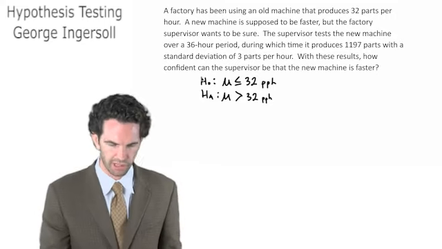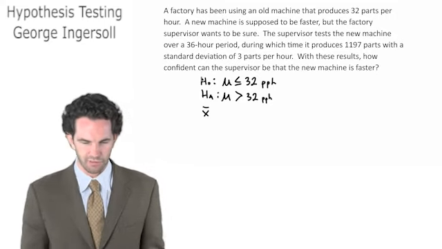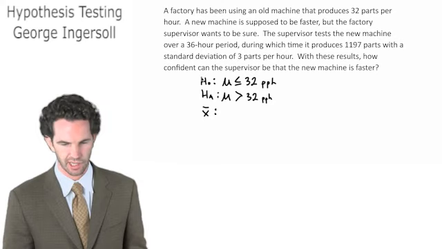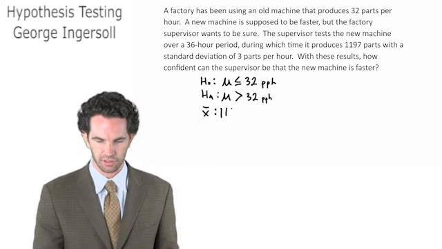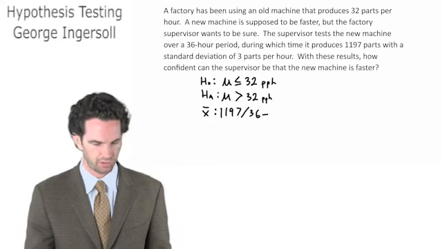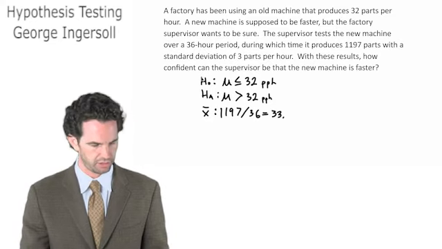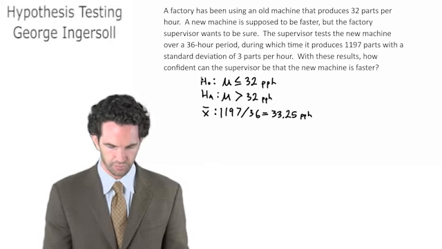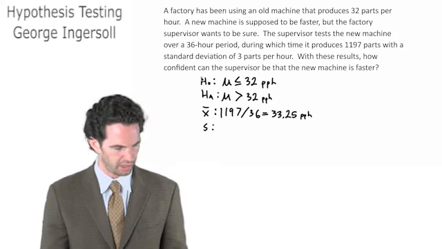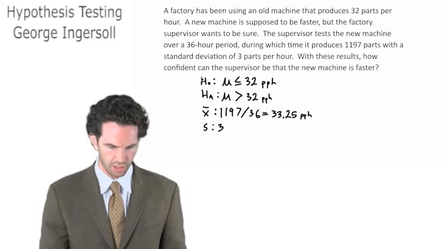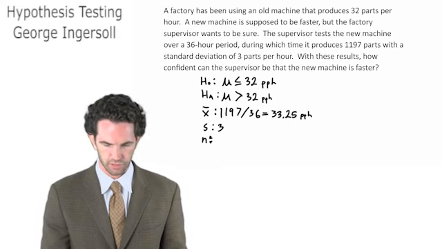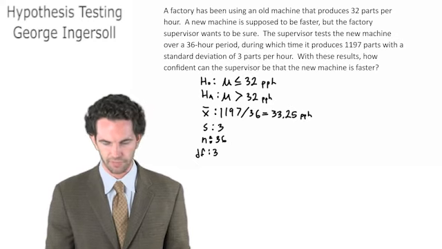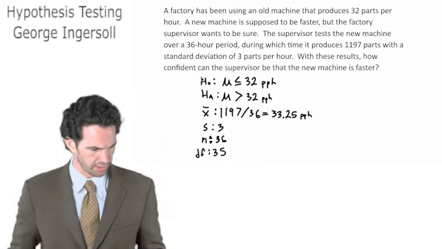All right, so let's work out everything else we know. Well, we know the average that we got from this sample is, we worked the new machine for 36 hours, and we got 1,197 parts. So if we divide that out, we get 33.25 parts per hour. And the sample standard deviation is 3. The n is equal to 36. And the degrees of freedom based on that n is going to be 35. N minus 1.